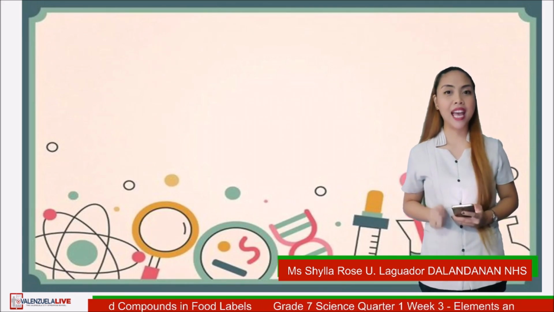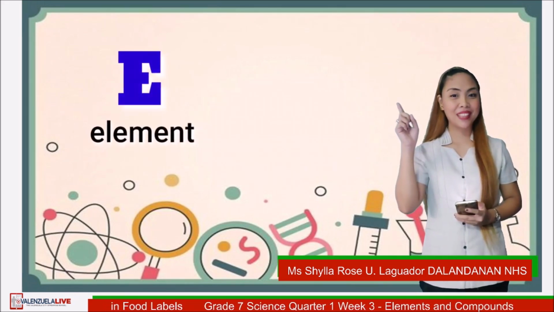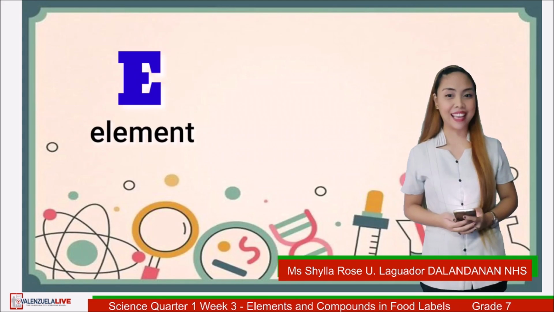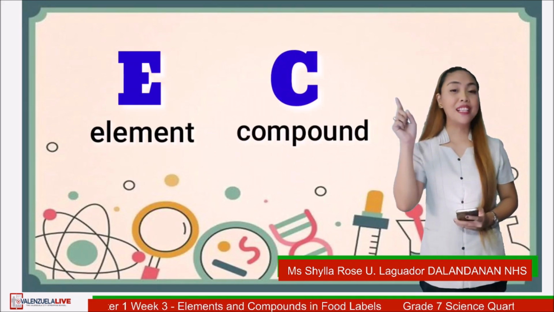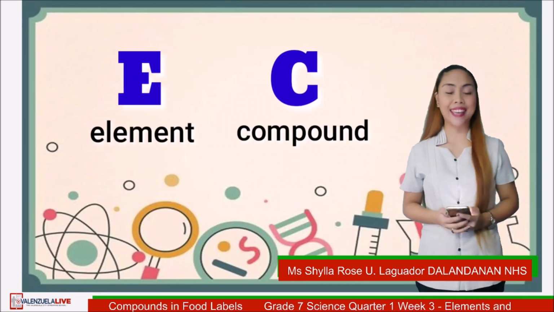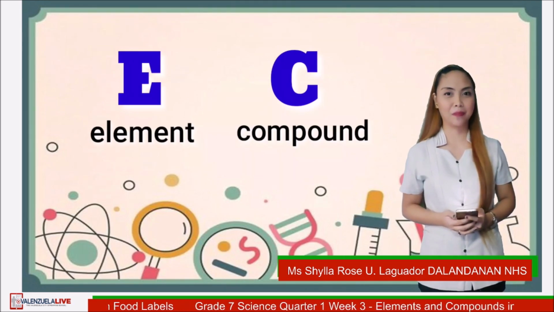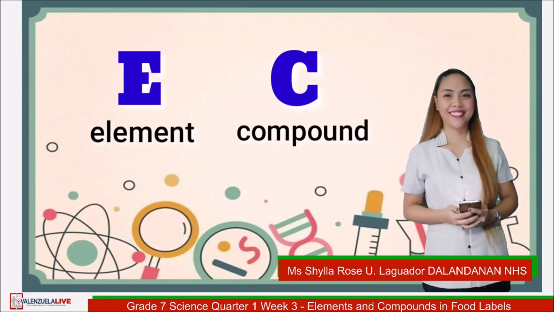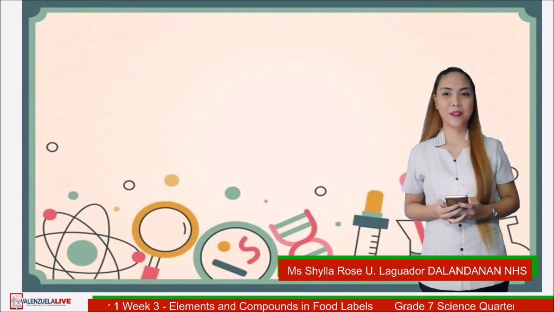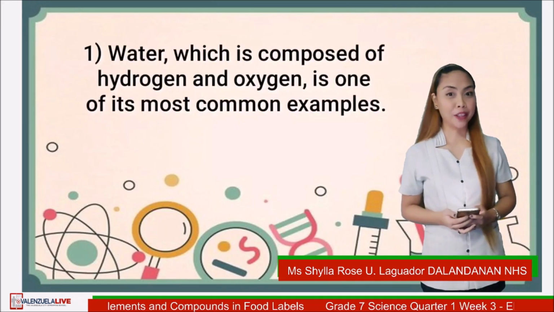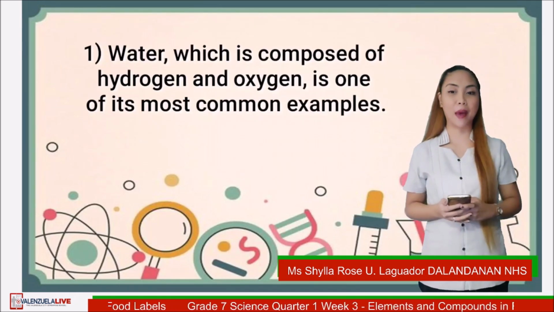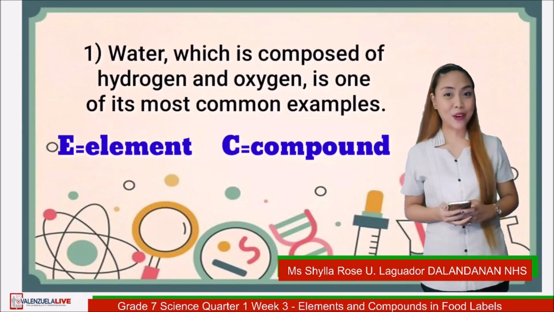In the simple activity, I want you to type capital letter E if the statement that I'm going to say characterizes an element. On the other hand, type capital letter C if the statement describes a compound. For each statement, I will give you a few seconds to key in your answers in the comment section. So, let's get it on. Let me use my phone to check your responses in the comments. Number 1. Water, which is composed of hydrogen and oxygen, is one of its most common examples. Is it an E or a C?